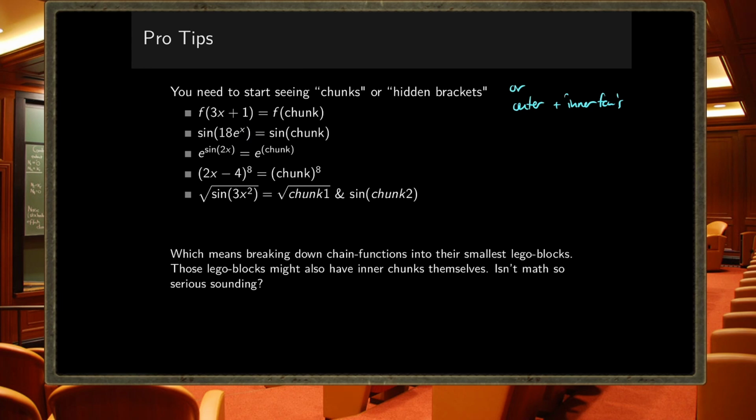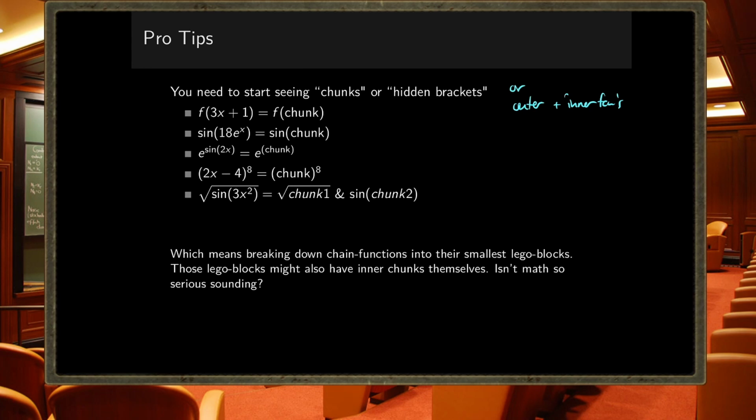Same thing here, e to the sine 2x. What is the outermost function? It's really e to the something, and that something here is sine 2x. For 2x minus 4 to the 8th, I want you to start seeing this as something to the 8th. And you'll notice where these brackets are is defining what that chunk is.